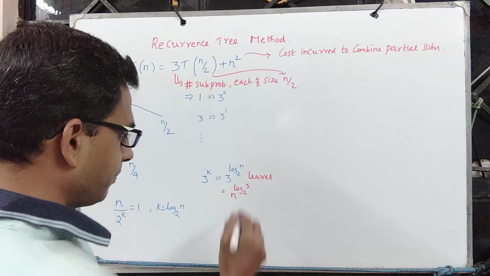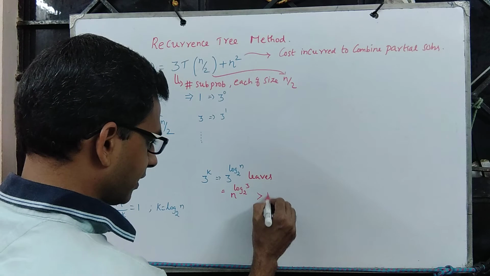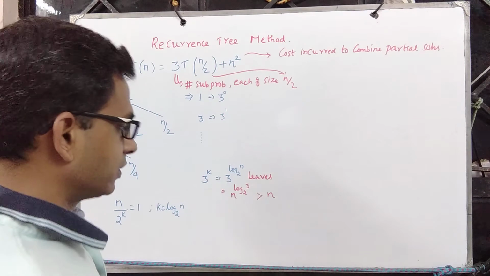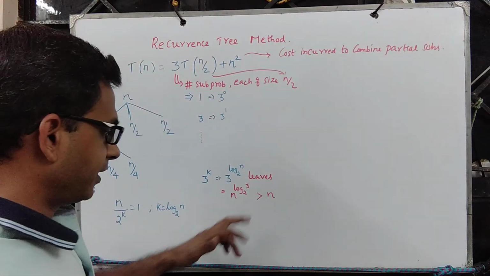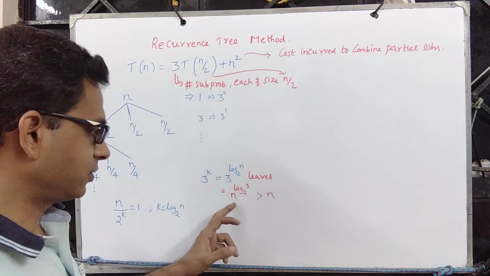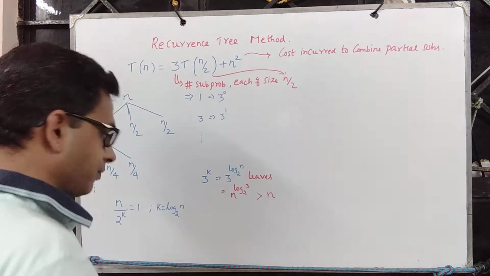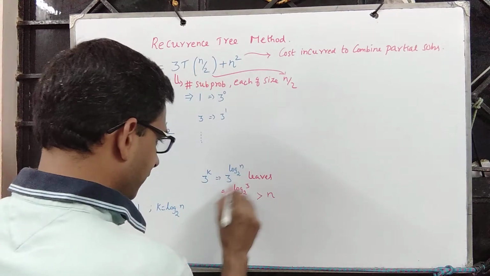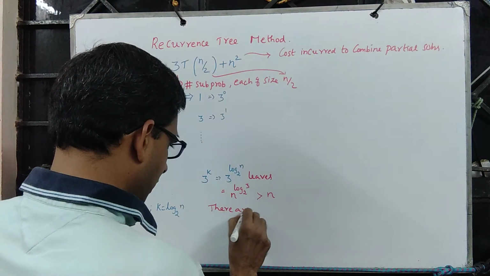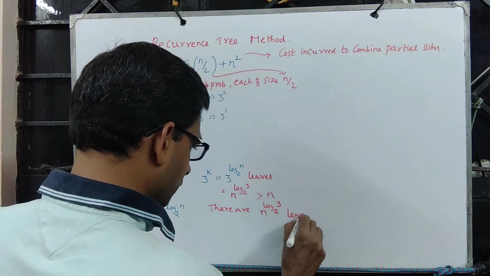So please note, n^(log 3 base 2) is more than n. Correct? If it is log 2 base 2, it is 1. So this is more than n. That shows that the number of leaves is strictly more than n. So this is our number of leaves, which is strictly more than n. That is one way of seeing it. One way of looking at this is there are n^(log 3 base 2) leaves.